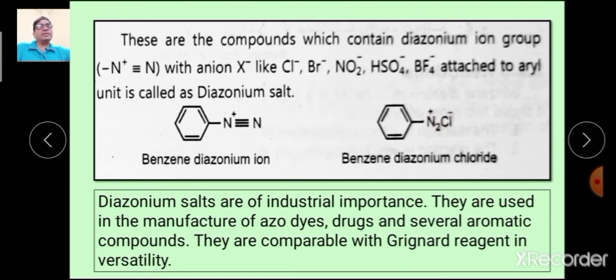Okay. Now students, these salts are important in the industrial processes. They are used in the industry for the manufacture of azo dyes, in the drug industries, and several aromatic compounds. They are comparable with Grignard's reagent in versatility.